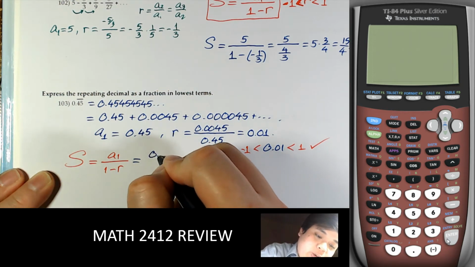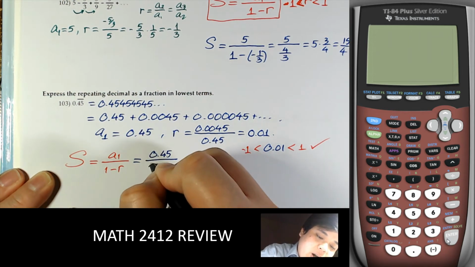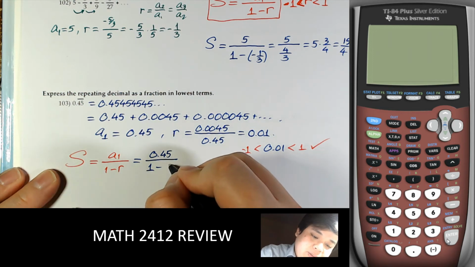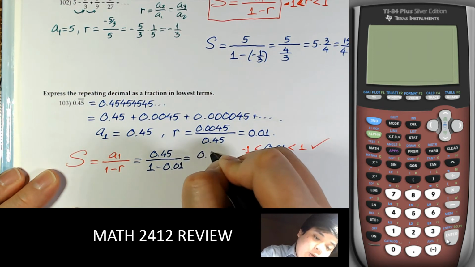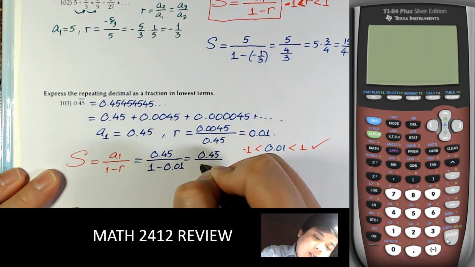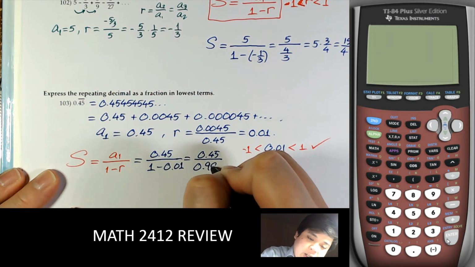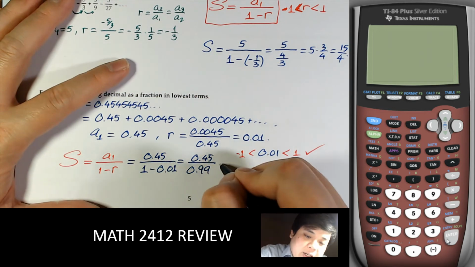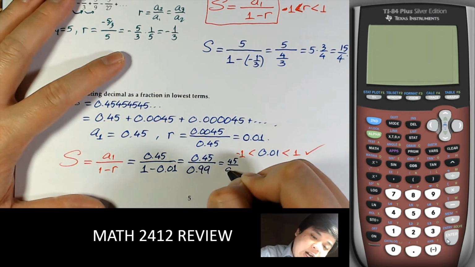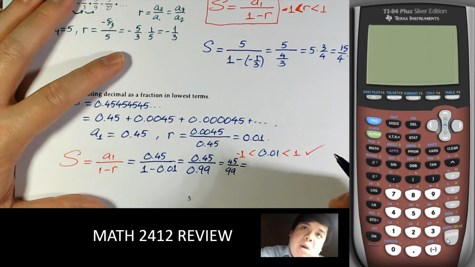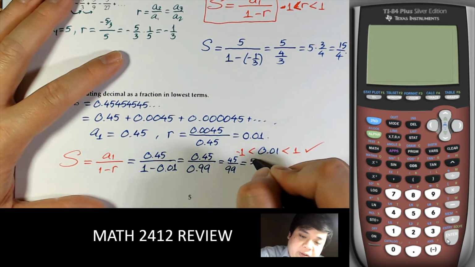A1 is 0.45 over 1 minus R, which is 0.45 over 0.99. Move the decimal point 2 places to the right: 45 over 99. Both are divisible by 9, so that would be 5 over 11.